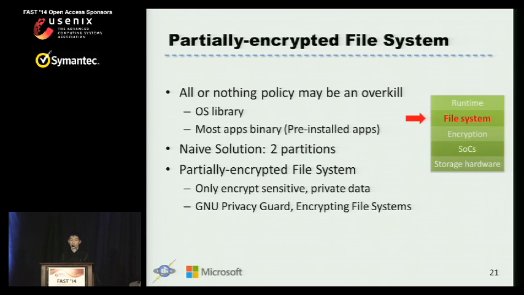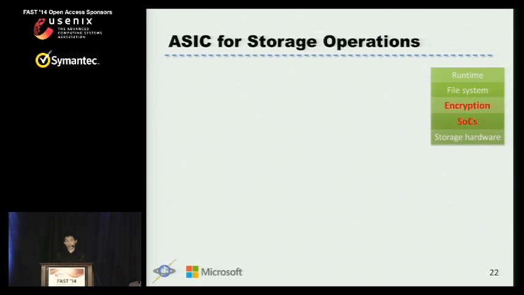Linux has GNU Privacy Guard, and Windows has the Encrypting File System. That is a file system where you can choose to encrypt only the sensitive and private data. And that means that you can dynamically change the size of the encrypted part and the unencrypted part. So we are really looking forward to similar file systems for mobile devices because they can significantly reduce the energy consumption of the storage stack. All right, the last solution has something to do with the SoCs.